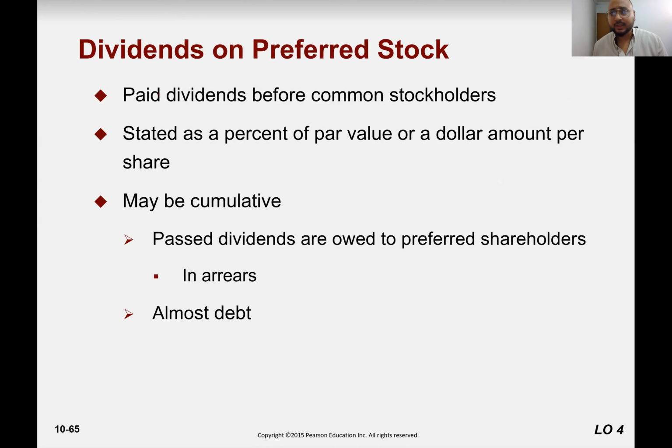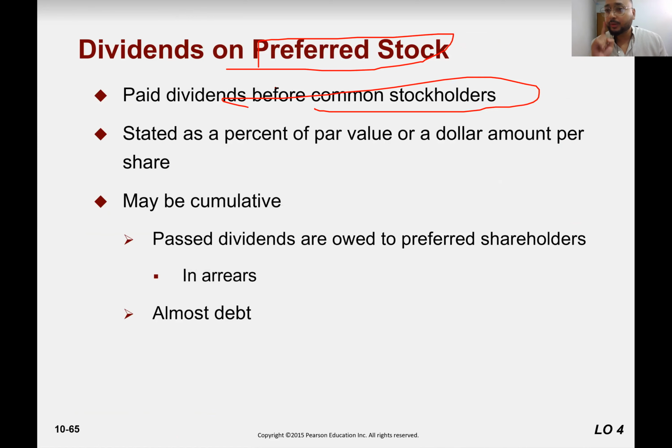So remember, dividends on preferred stock are paid before dividends are paid on common stock. So first there is a right to receive dividend of preferred stock. So preferred stock will receive dividend first, and then common stock will receive dividend. Dividends are stated as a percentage of the dollar amount as well. So remember, dividend on preferred stock must be paid. If not paid, then it will be cumulative.